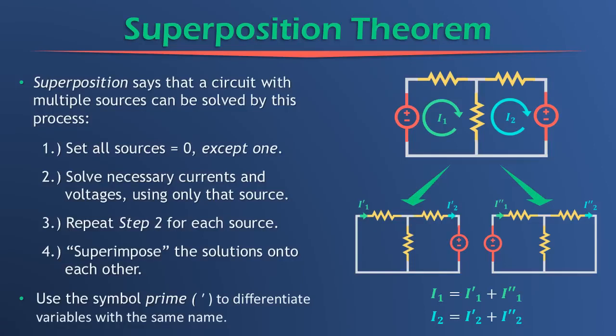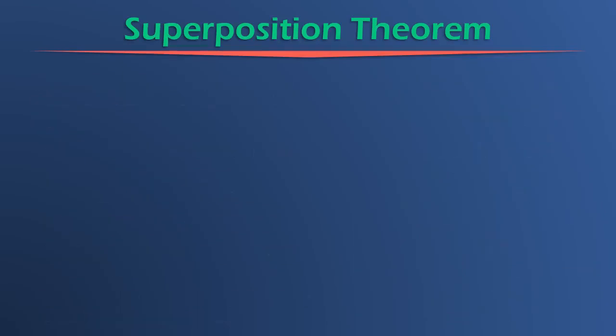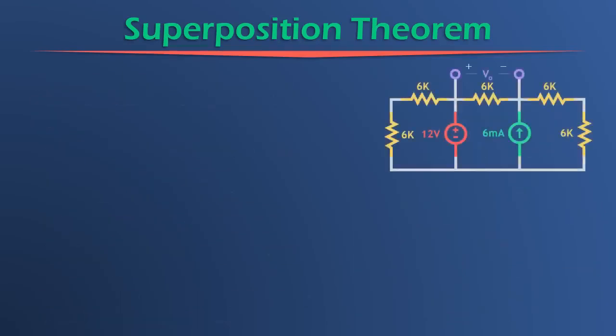Now, of course, let's do one last example. Last hoorah. Alright, last problem for the day. Let's try to find VO, the voltage across this 6K resistor, using superposition. So what's the first thing that we're going to do? Well, we're going to draw the circuit with one of the sources removed. And the first source we're going to remove is the 12 volt source.